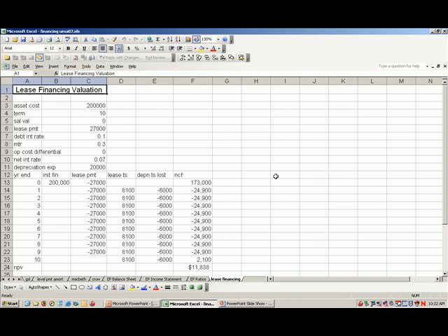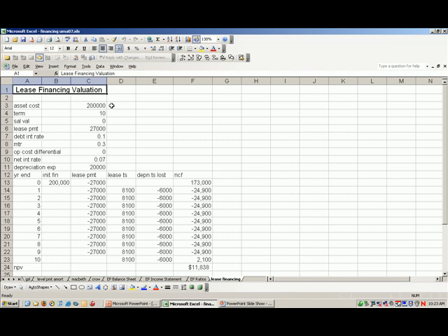We're back to our financing Excel file, and I've labeled this worksheet Lease Financing Valuation. In the northwest corner of the sheet, I've indicated the data pertaining to this lease financing decision.